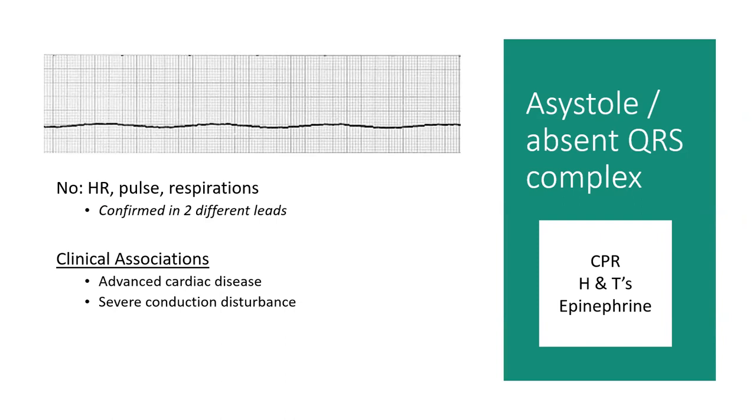So the H's and T's: things like hypovolemia, hypoxia, hydrogen ions, hyperkalemia, hypothermia. Your T's are your toxins, tamponade, tension pneumothorax, thrombosis. And you want to treat this the same as pulseless electrical activity, so high quality CPR. Without any treatment, it is fatal.